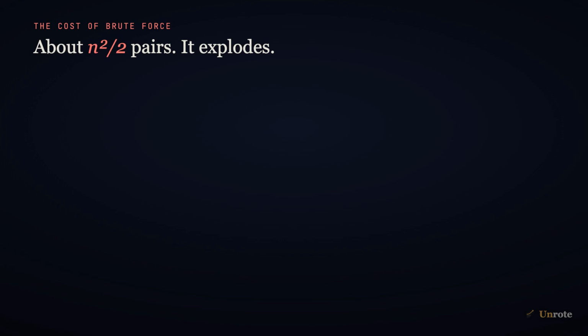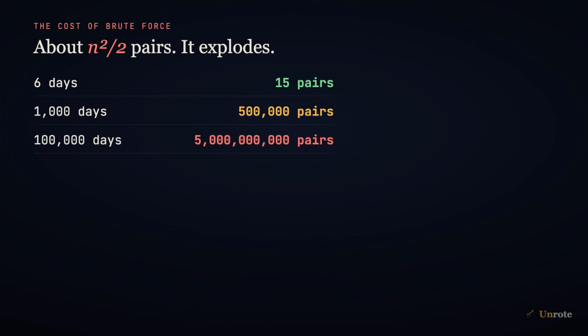With n days, there are about n squared over 2 pairs to check. 6 days is 15 pairs, nothing. But 1,000 days is 500,000, and 100,000 days is 5 billion. That's quadratic time, and it falls over fast.